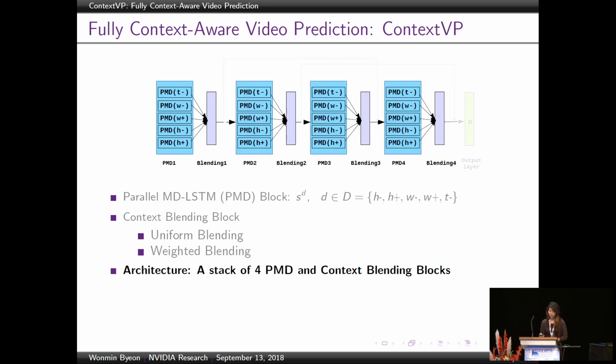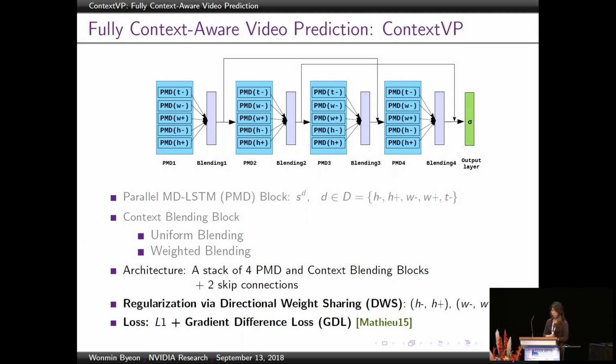The first two, the PMD block and the context blending block, form one layer. And for the video prediction task, we use up to 4 layers. So this is our final architecture. It's a stack of 4 PMD and context blending blocks. Plus, we added 2 skip connections. These skip connections helped us with fast convergence.